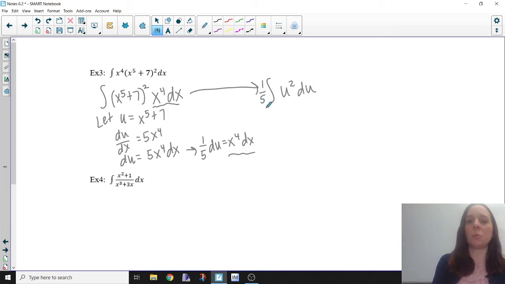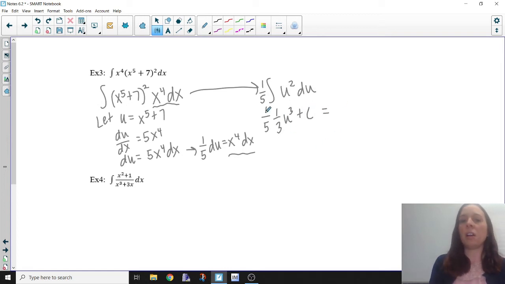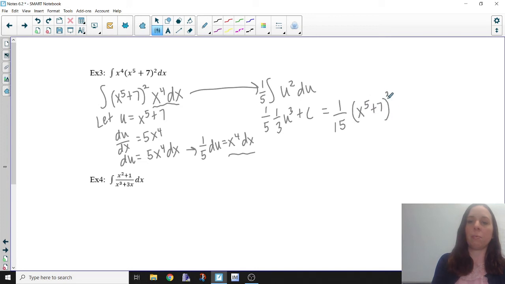Okay, that just means that the 1/5 carries down, and we do the antiderivative of u squared, which is 1/3 u cubed plus c. Finally, multiply these fractions together. That gives us a 1/15th, and change u back to x to the 5th plus 7 with a 3rd power plus c. There's your final answer to example 4.